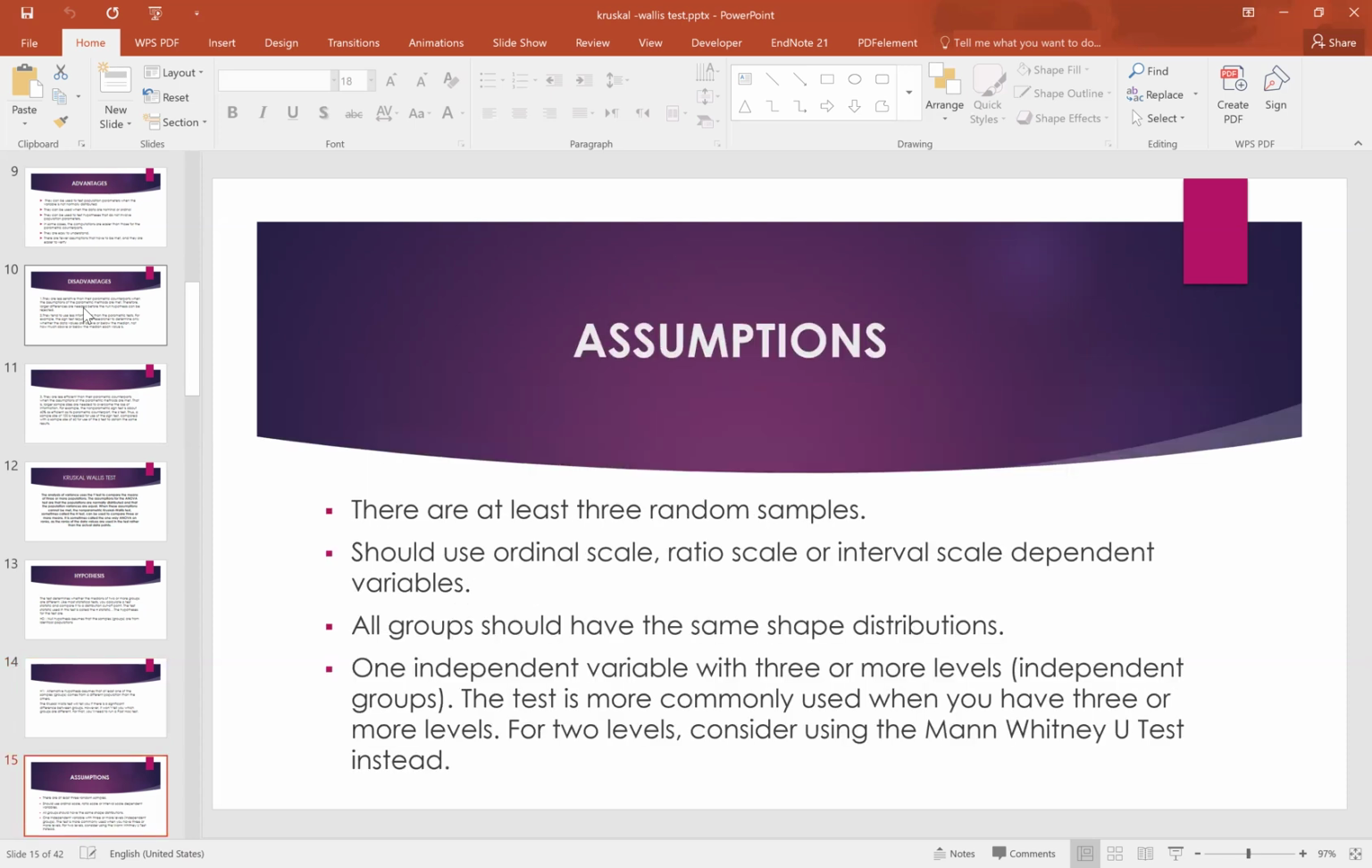Assumptions of the Kruskal-Wallis test are: there are at least three random samples. There should be an ordinal, ratio, or interval scale dependent variable. All groups should have the same shape distribution. One independent variable with three or more level independent groups. The test is more commonly used when you have three or more levels. For two levels, consider using the Mann-Whitney U test instead.